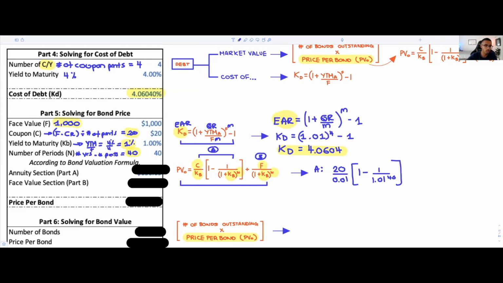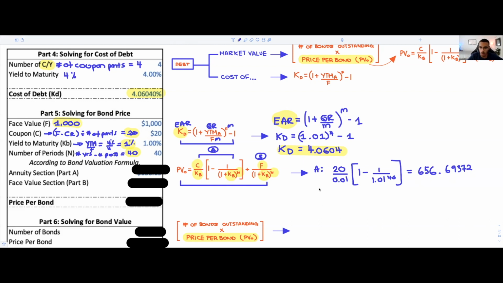We're going to get 20 over 0.01 multiplied by 1 minus 1 over 1.01 to the power of 40. Now color me purple if I don't get this correct. Should be good. Cool. So you're going to get the following value. You're going to get 656. Sorry, I'm plugging this in my calculator just to make this easier for myself. You're going to get 656.69372. And that's going to be for portion A.